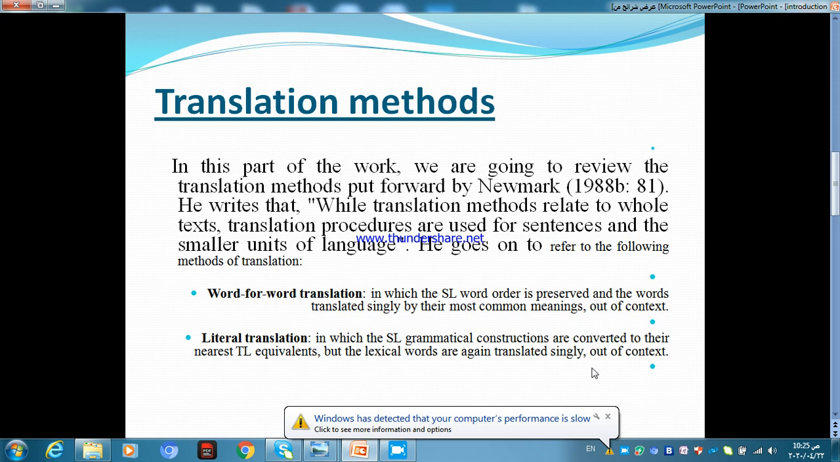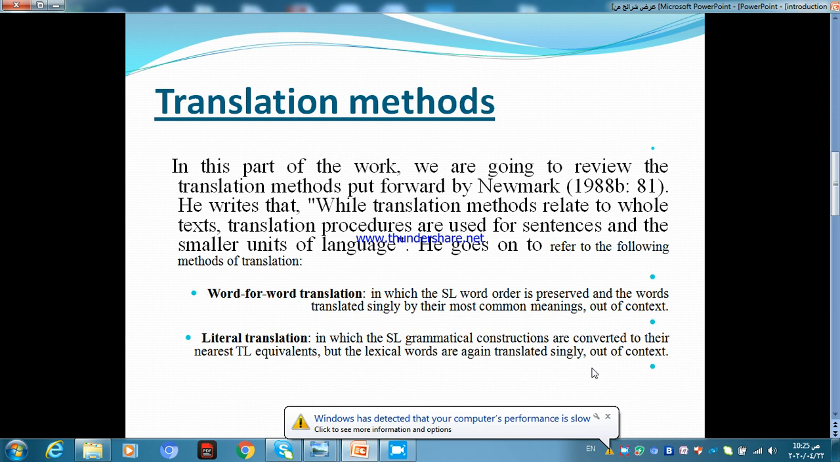Now we come to the translation methods. The first method we have, and it is the old-fashioned method, and nowadays we don't use it, we will call it word-for-word translation, in which the translator is concerned with the source language word order, and he tries to preserve these words and translate them singly by their most common meaning out of the text.